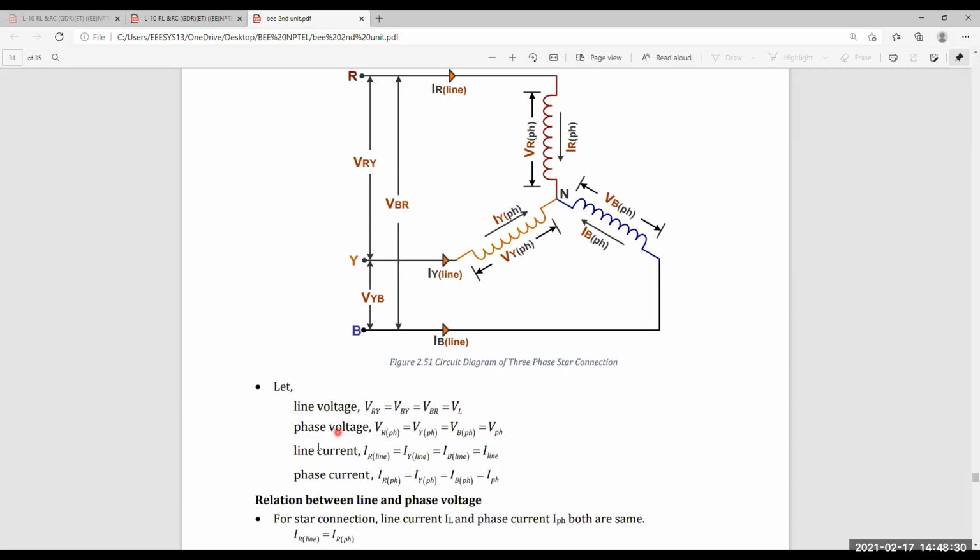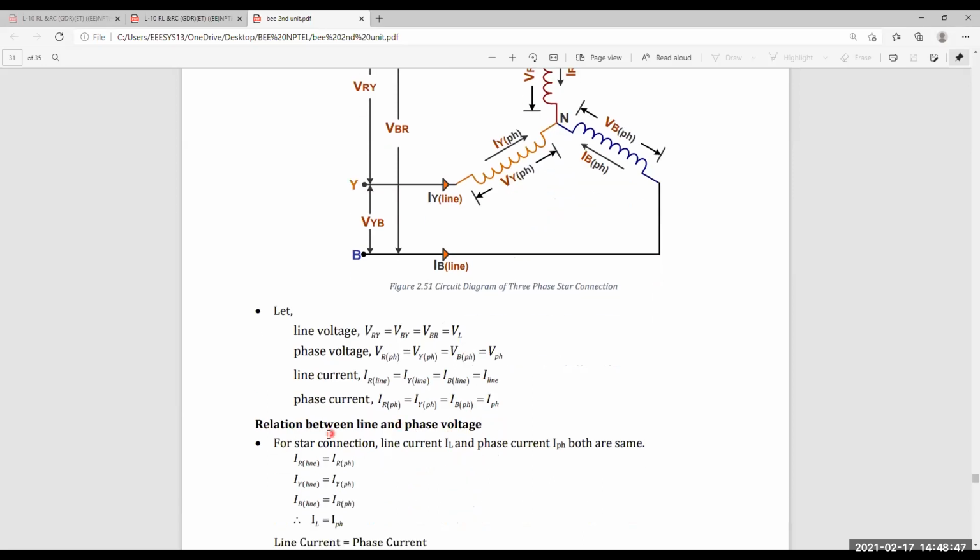The line current IR line is equal to IY line is equal to IB line is equal to I line. And phase currents IR phase, IY phase, IB phase are equal to I phase. Then the relation between the line and phase voltages.